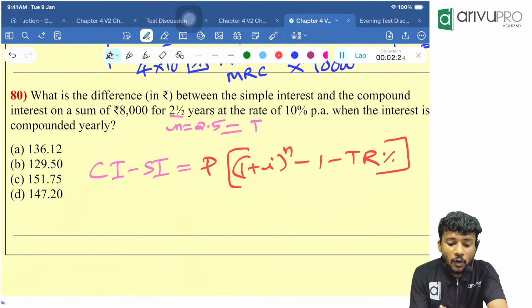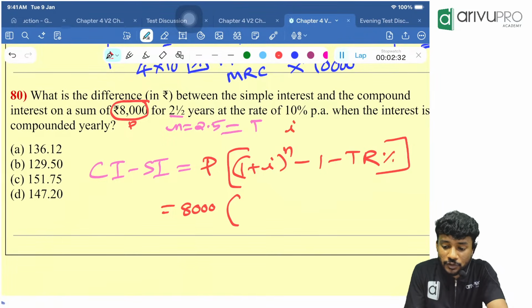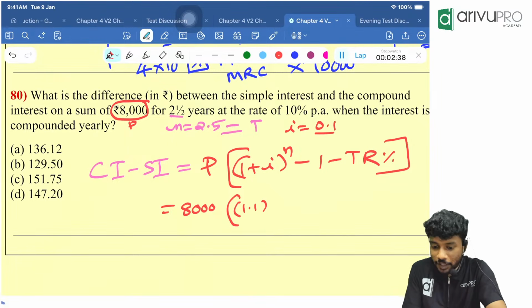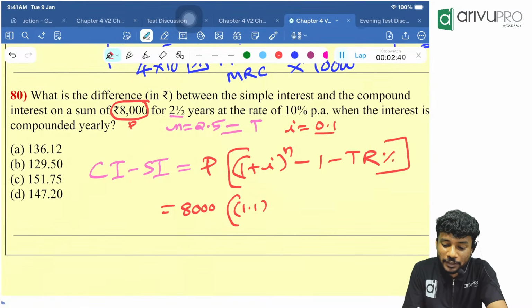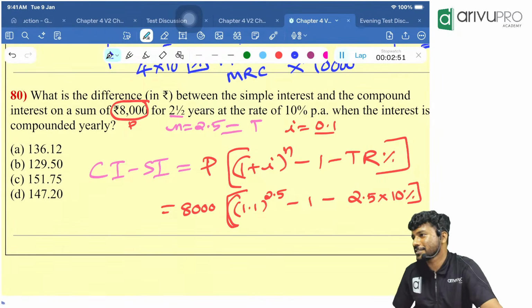Now people, how much is the sum? The sum is given to be 8,000. Put the value 8,000 into (1 plus I). I is how much over here? 10 percent means 0.1. That will become 1.1, the whole power n, which is 2.5, minus 1, minus 2.5 into R. How much is R, people? 10 percent. Use your calculator and get me the answer.